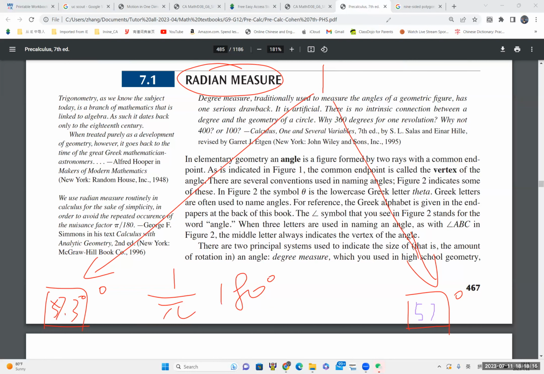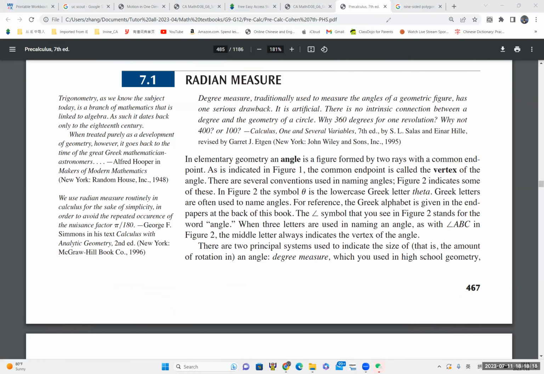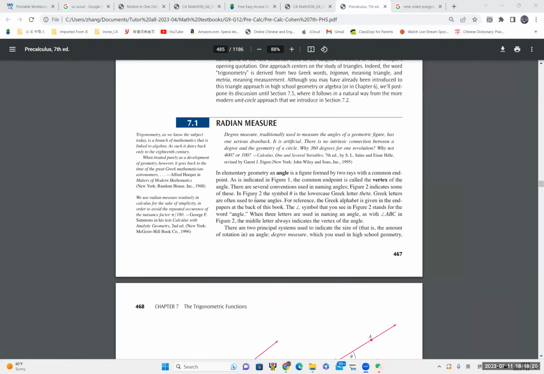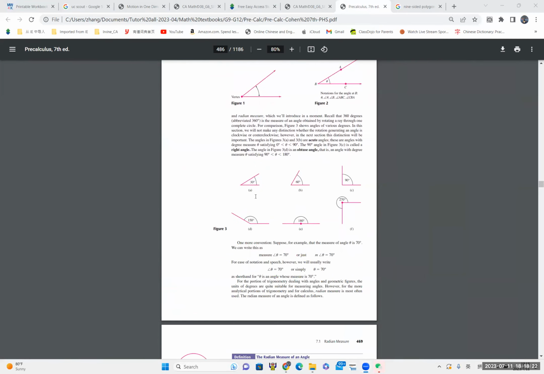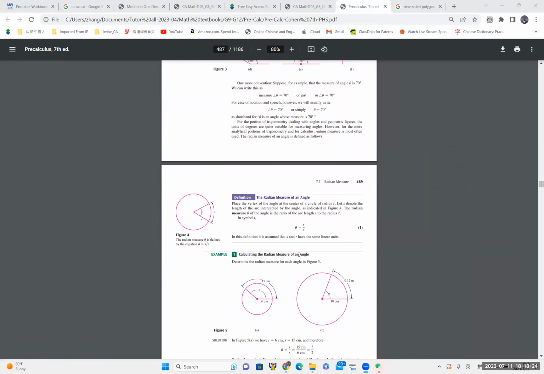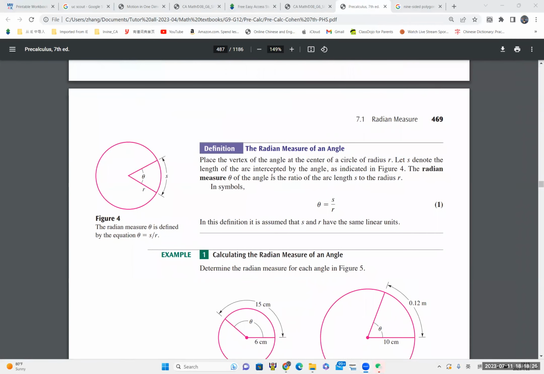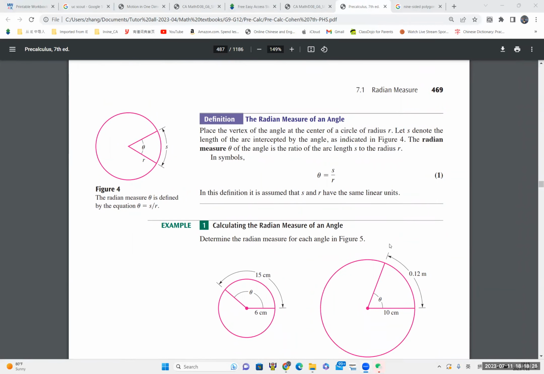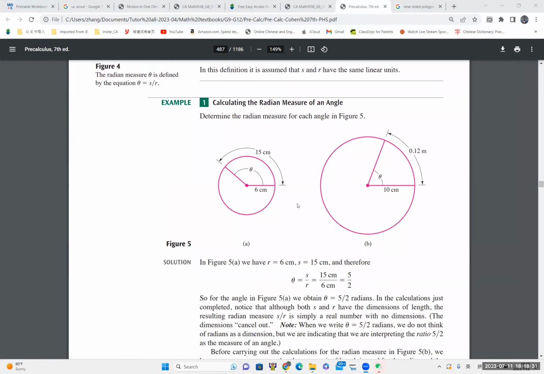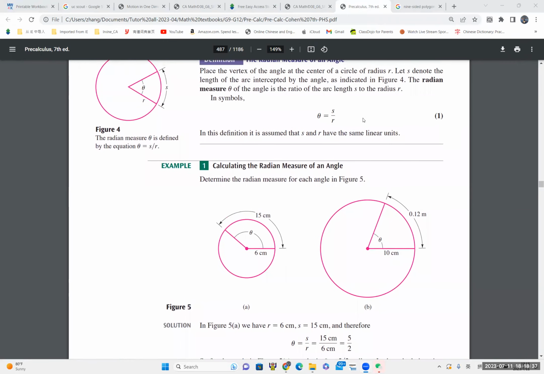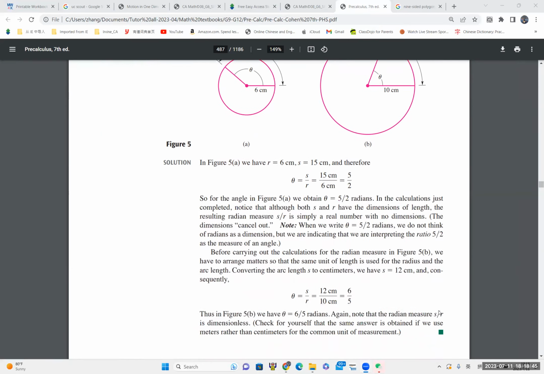Okay, then I suppose we can pass this, as you guys already know. The radian measure of an angle: use the arc length divided by the radius to get the radian measure of the angle.